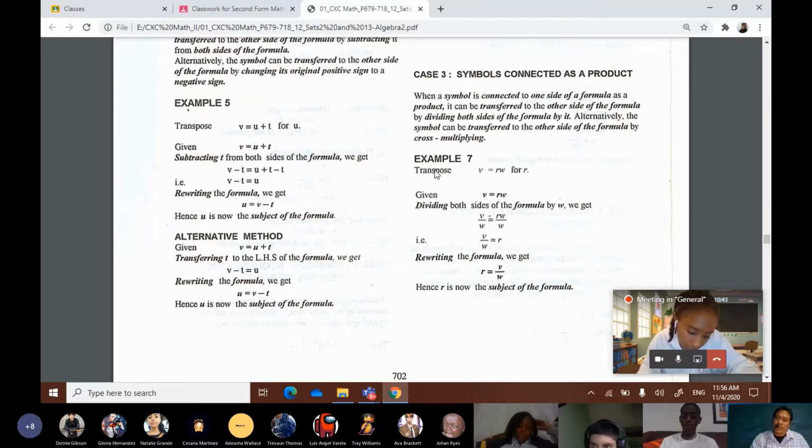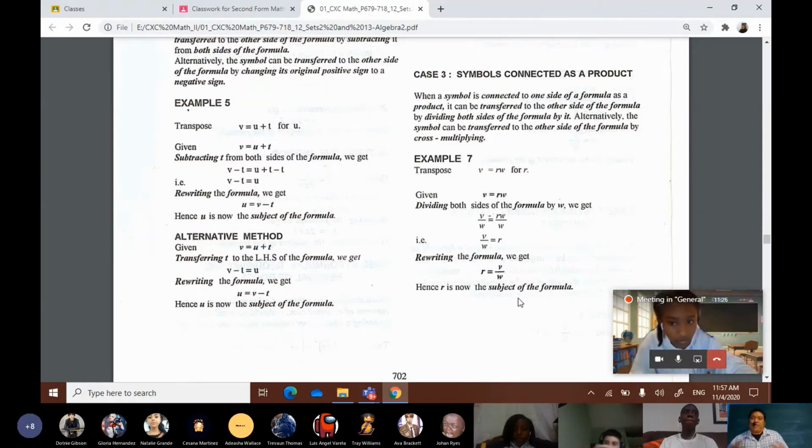So example 7, transpose V equal RW, and we want for R. In other words, we want R to be the subject. So we're given V equal RW. We divide both sides of the formula by W, and we get V over W is equal to RW over W. The W's will cancel, giving me V over W equal R, and I must rewrite. So rewriting the formula, we get R equal V over W. Hence, R is now the subject of the formula.